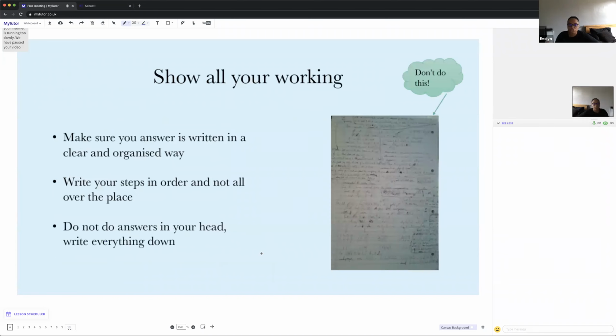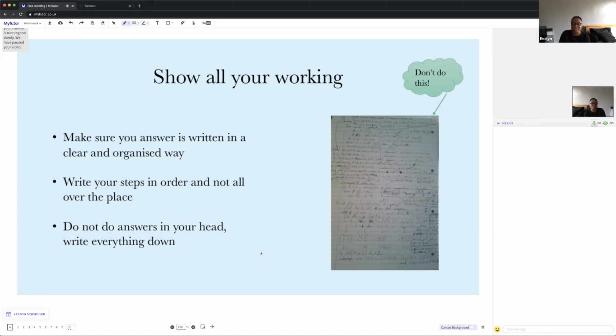So always check. Now, before we go on to this quiz, we are going to have a look at some examples of best practices for revision and exam techniques. Show all of your working. Now, make sure your answer is written in a clear and organized way. If you can't work out where you have gotten some of your answers from and you can't follow your own working out, no one else is going to be able to do that.